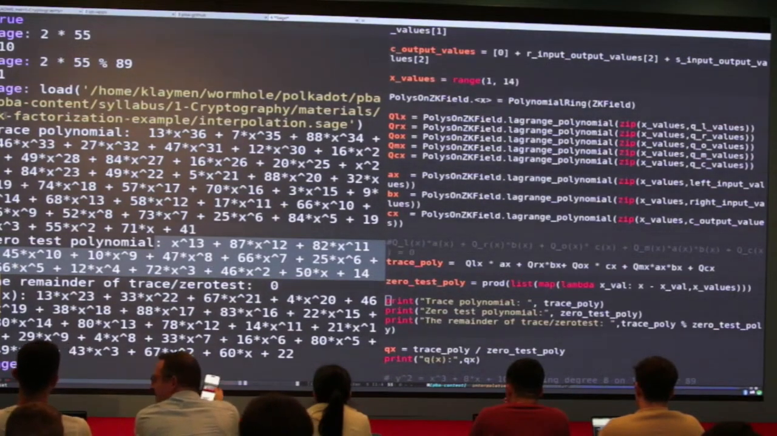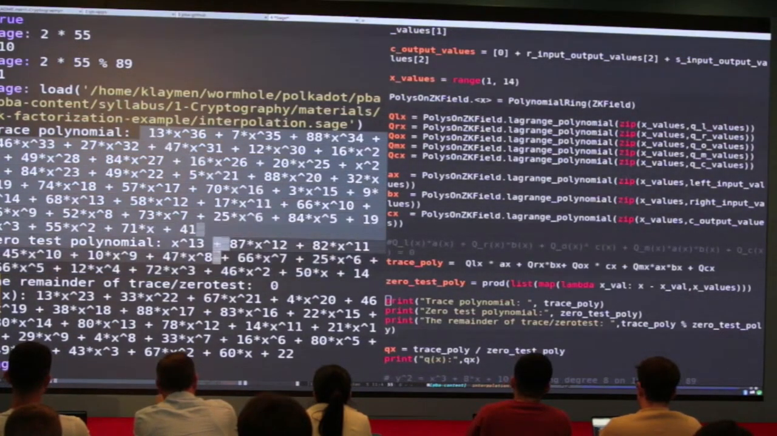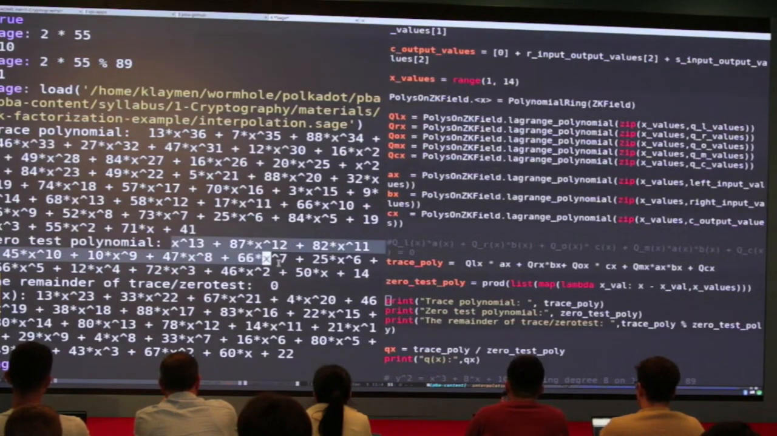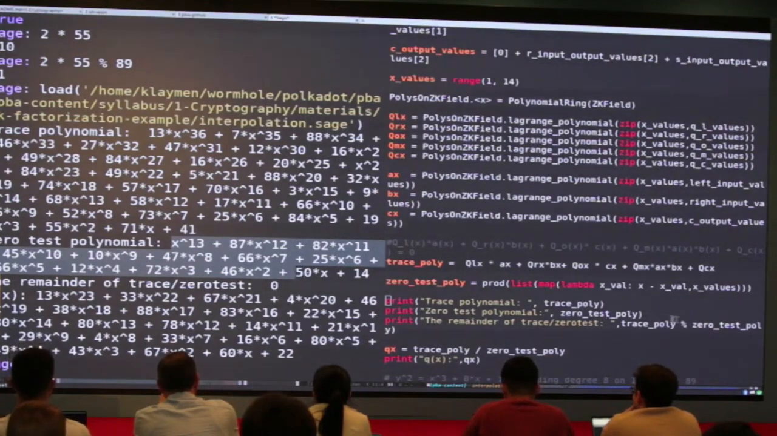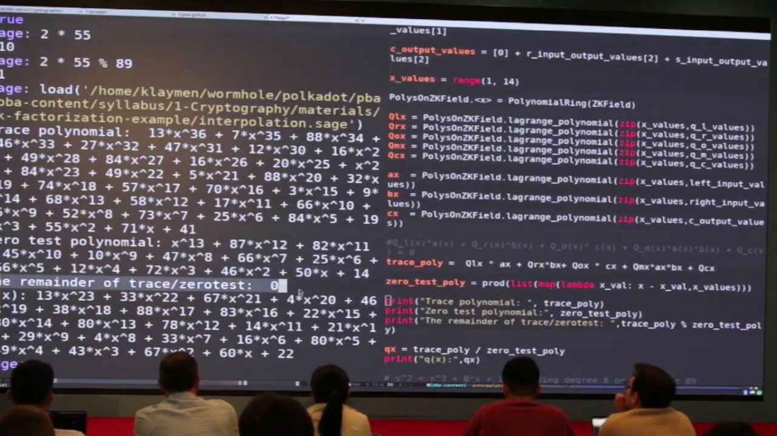The claim is that if the prover is not a liar and the R and S are an actual solution to the system, this polynomial is divisible by this small polynomial. So here I computed the remainder of the trace polynomial divided by the 0 test polynomial. And the result says the remainder is 0. It's because my solution was correct, so this worked.